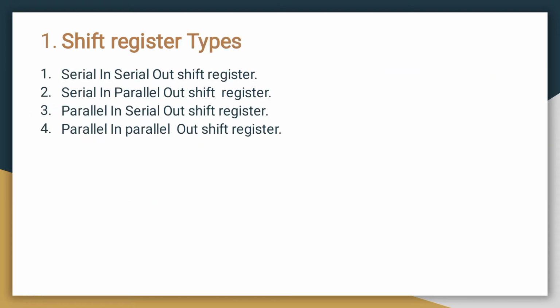Next is the types of shift register. So here we have the way in which the flip-flops are connected. According to this, we are going to categorize the shift register. The first one is SISO, next is SIPO, then PISO, then PIPO. Nothing but serial in serial out, serial in parallel out, parallel in serial out, parallel in parallel out. So this is about the types of shift registers.